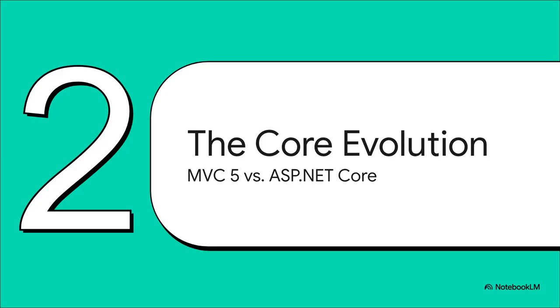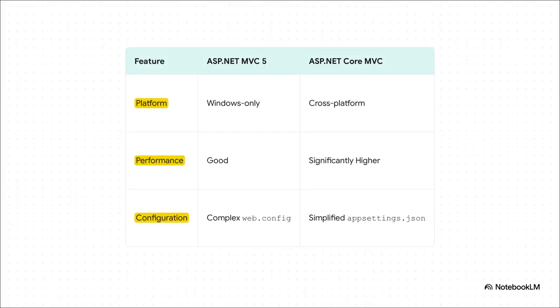All right, next up. This is where you prove you're not stuck in the past. You have to know the difference between the classic ASP.NET MVC 5 and the modern beast that is ASP.NET Core. Honestly, it boils down to 3 huge game-changing points. Number 1, ASP.NET Core is cross-platform. You can build it and run it on Windows, Mac, Linux, anywhere.